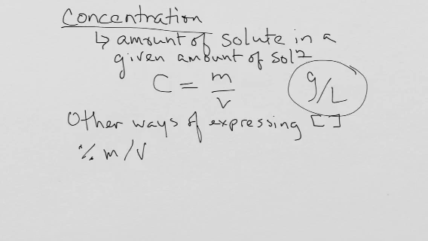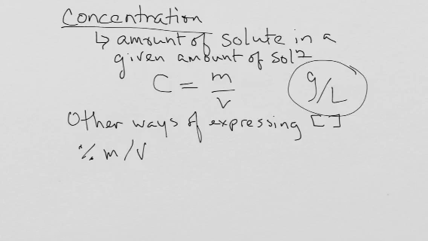So another way of seeing concentration, there's a variety of other ways to express concentration. The symbol for concentration is an open bracket and a closed bracket, with nothing in between. One of the first ways is the percent of solute, percent mass over total volume. And when we see this percent M over V, we're actually looking at a solution of 100 milliliters.